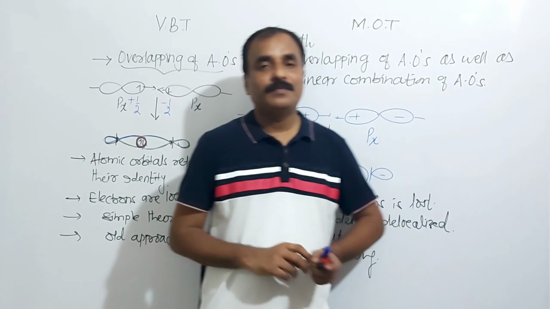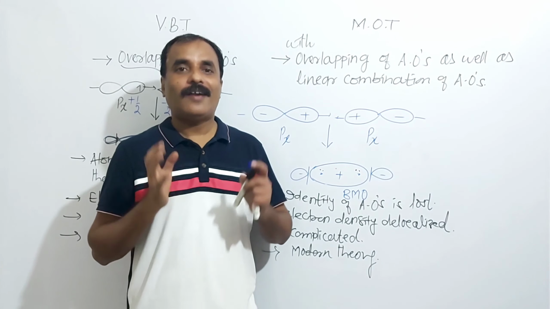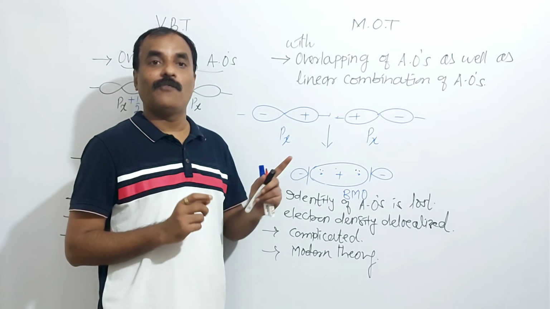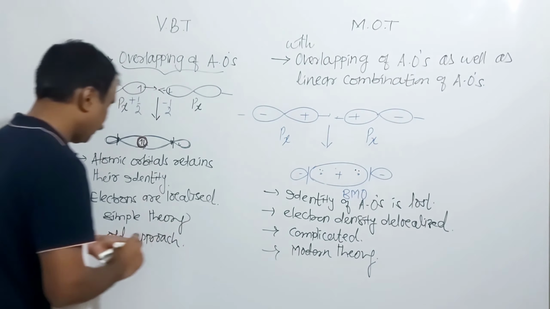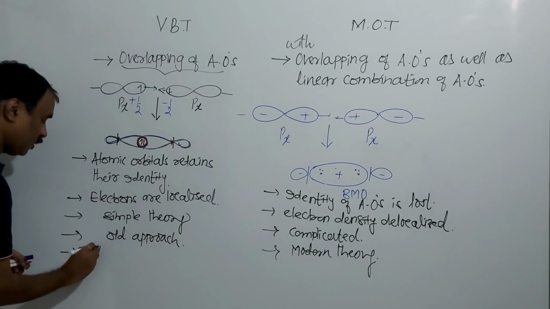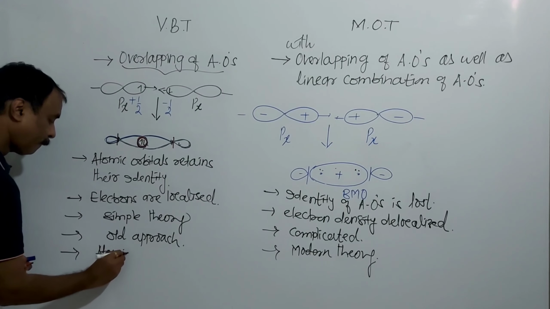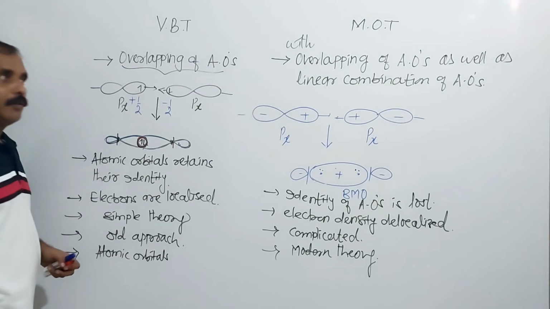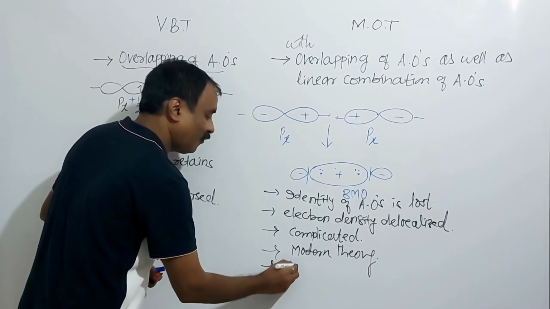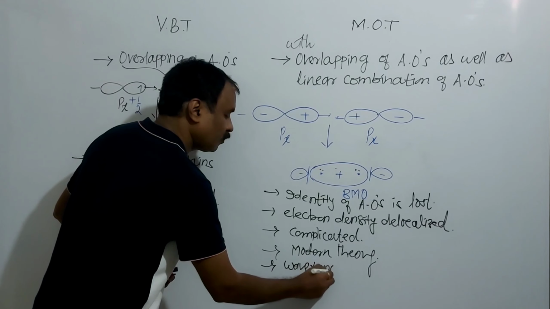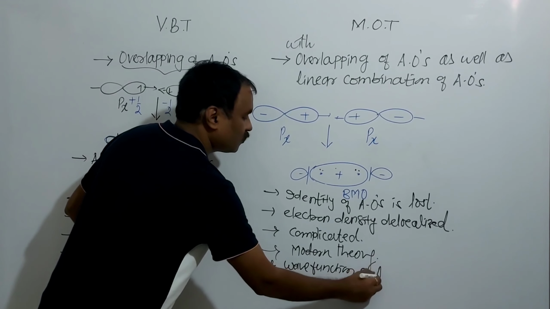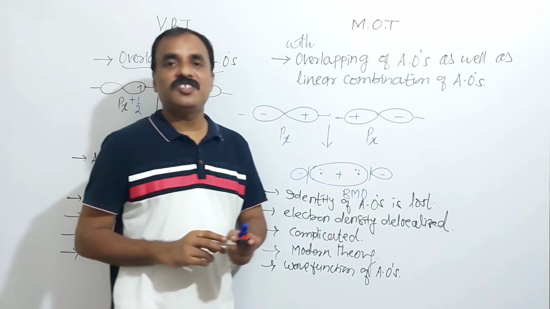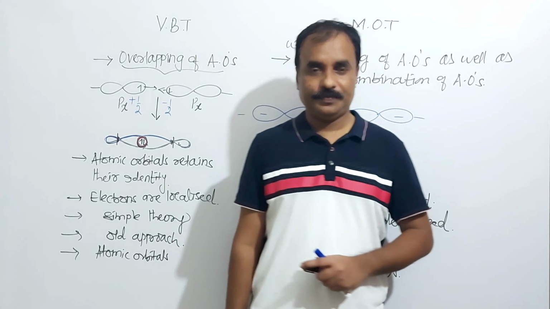In valence bond theory, atomic orbitals are considered. But in case of molecular orbital theory, it is the wave function of atomic orbitals. So here, atomic orbitals are considered, but here, wave function of atomic orbitals. This is the main difference between valence bond theory and molecular orbital theory.